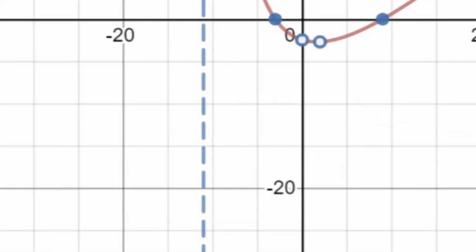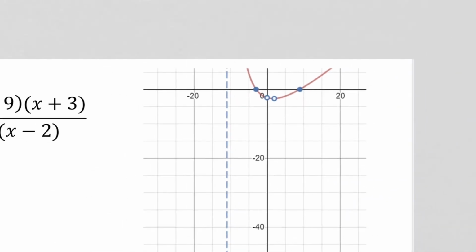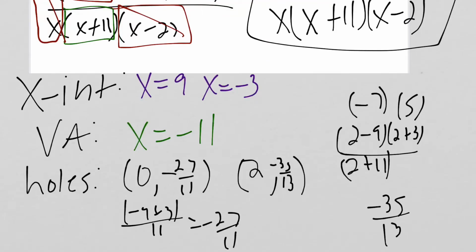So we have our hole at x equals 0. We have our hole at x equals 2. We have our two x-intercepts, and we have our vertical asymptote at x equals 11. You can see how all these key features show up on the graph. All right, all of those key features we found.